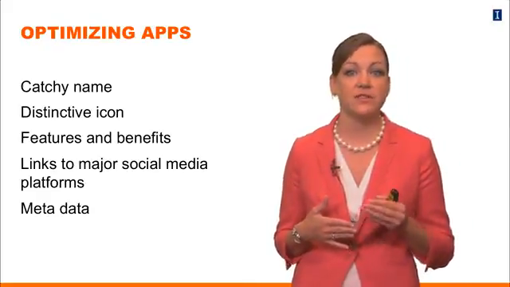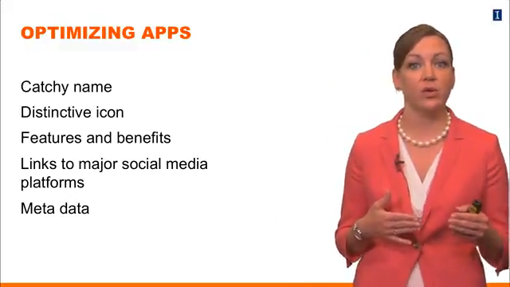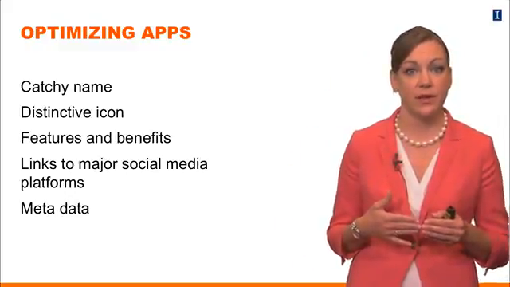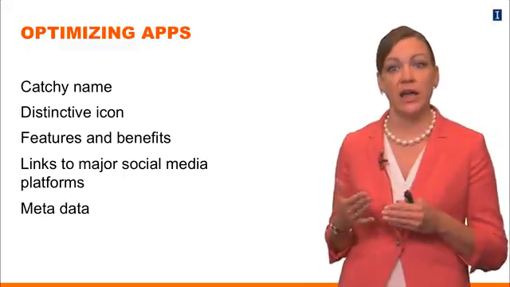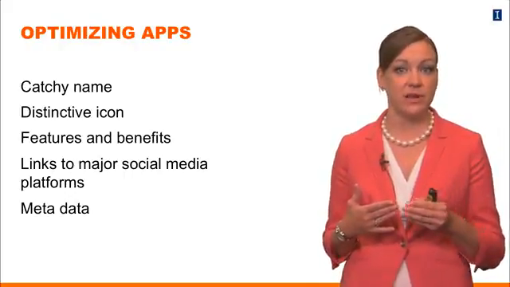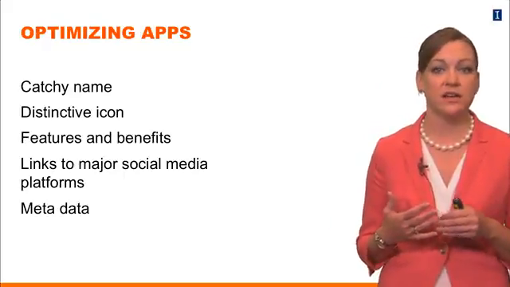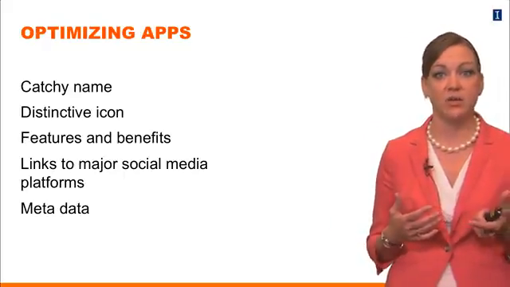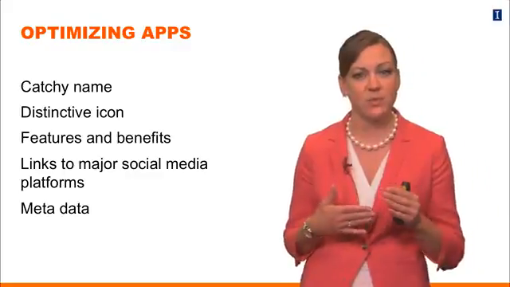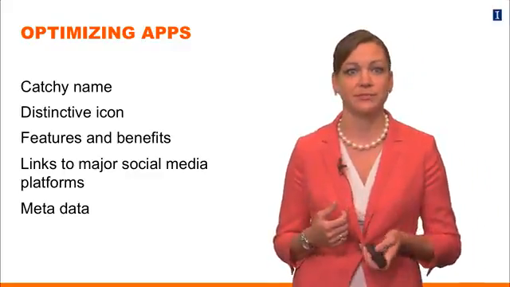Spell out the features and benefits clearly and include key phrases where possible in the App Store listing, and add links to your major social media platforms and your website. Include as much metadata as you can, including tags, categories, and descriptions. This varies by App Store, what you can include.